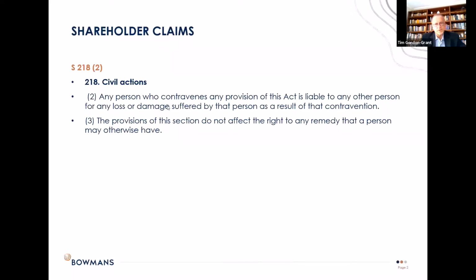Now, if you look at section 218(2), it's very short and it's very draconian. As you can see, it says any person who contravenes any provision of this act, so it's anyone who breaches any provision of the act, is liable to any other person for any loss or damage suffered by that person as the result. Well, there you are. That's the example I gave you. And if one puts that example in here, there it is.